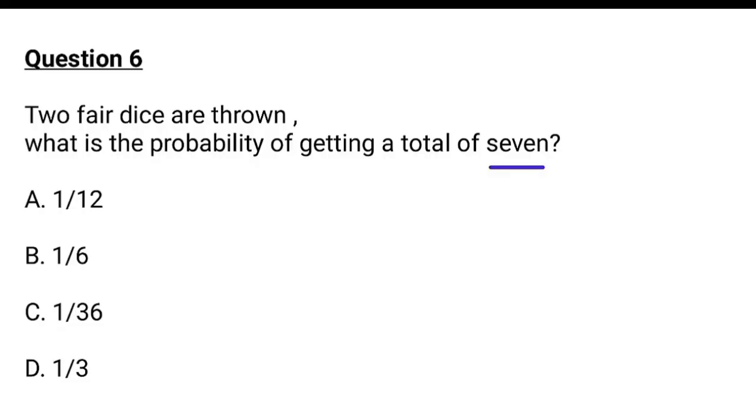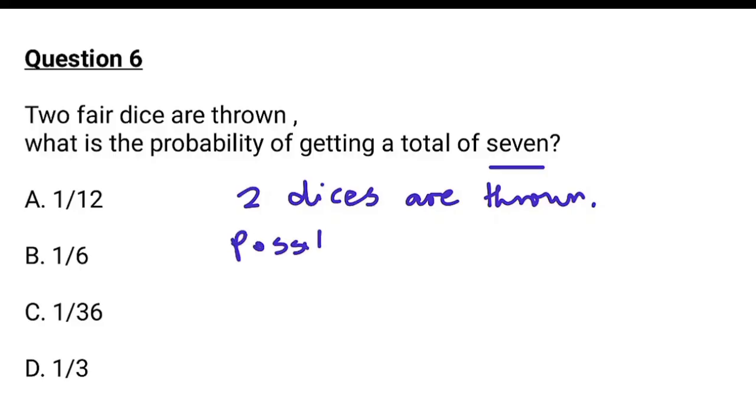So now let's see how we can do this. 2 fair dice are thrown. What is the probability of getting a total of 7? So we are having 2 dice here. First of all, when 2 dice are thrown, the possible outcomes are going to be 6 times 6, which equals 36.